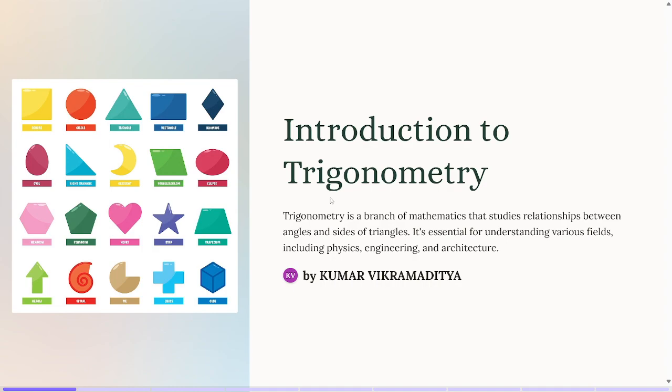Trigonometry is a branch of mathematics that studies the relationships between angles and sides of triangles. It is essential for understanding various fields, including physics, engineering, and architecture. But at the basic level, it is very important to understand the ratio between angles and sides. So we will discuss this in this topic. So let's come to the next topic.